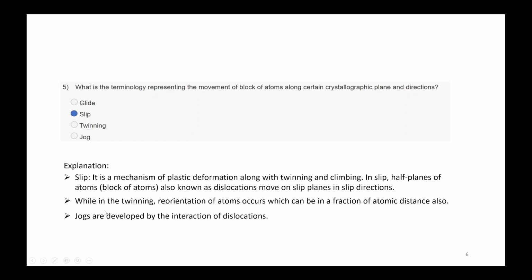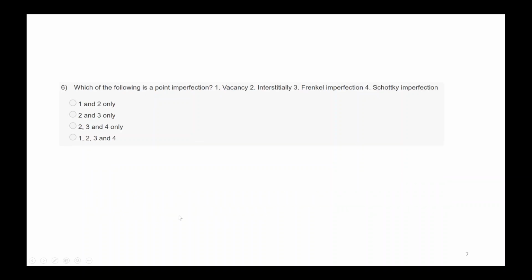And jogs are developed by the interaction of dislocations. So these are what make barriers for the dislocation movement. So this is not the terminology that is used for the movement of a block of atoms.